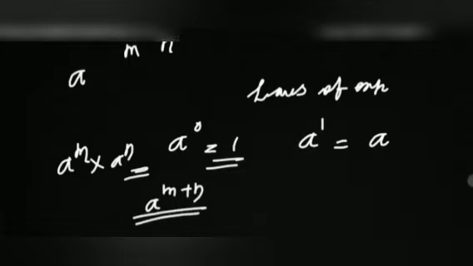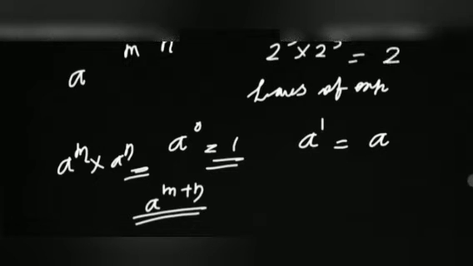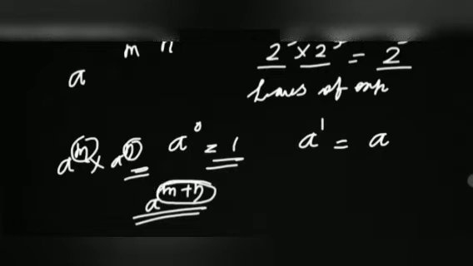That is, 2 raised to 3 into 2 raised to 5 is equal to what? Instead of a we can write 2 here. And what about 3 and 5? 3 is in the place of m and 5 is in the place of n. So what is the answer? We can write 2 raised to 3 plus 5. Instead of m plus n, 3 plus 5 is written there. 3 plus 5 is what? 8. So 2 raised to 8, or 2 to the power 8. This is the third law, isn't it?